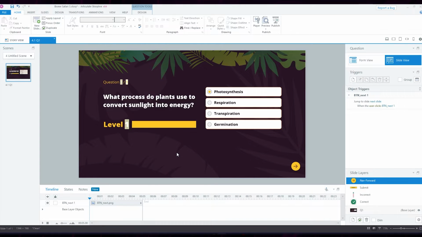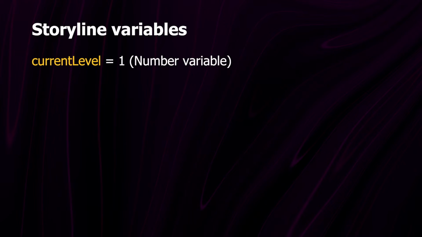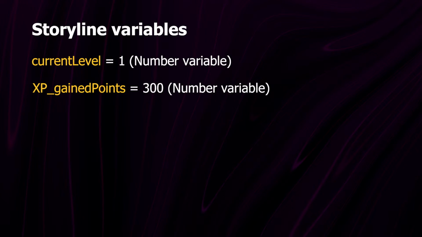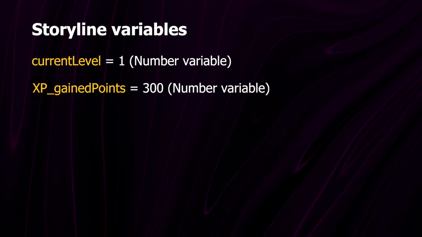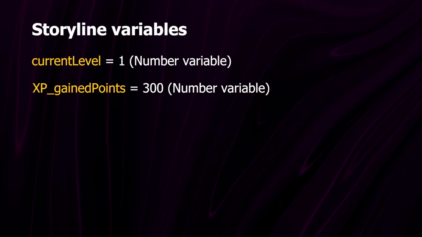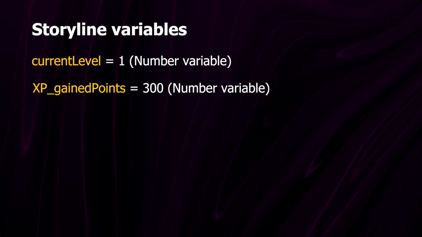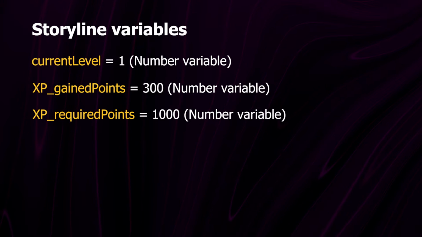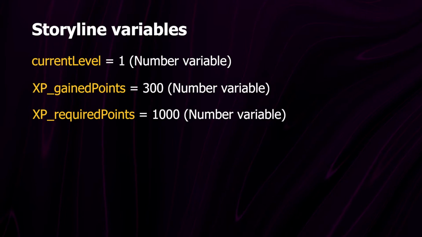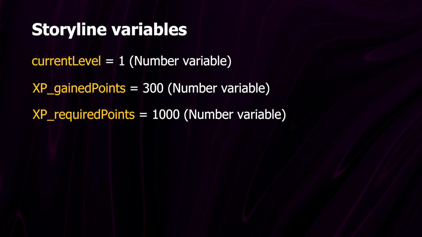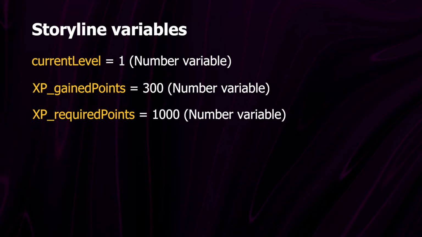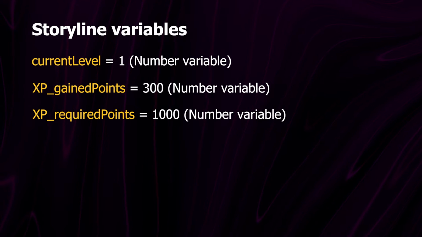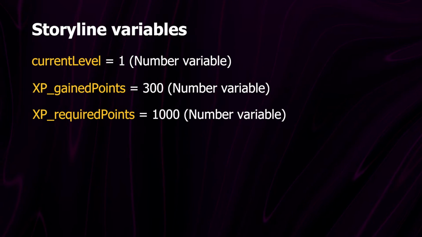Before moving to our JavaScript code, we need a few other variables in Storyline, aside from the current level variable, which shows the current level the user is at. I need a number variable to record how many experience points the user gains by answering each question right. I've chosen to grant the user the same amount of points for each correct answer, which is 300 XP points. Now I need a number variable to show how many points you have to gain in each level in order to move to the next level. I have set a default value of 1,000 experience points required for each level.